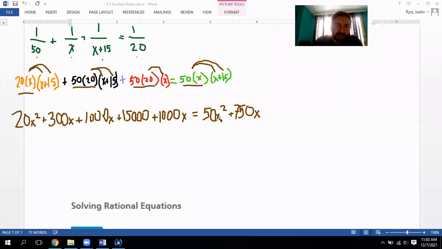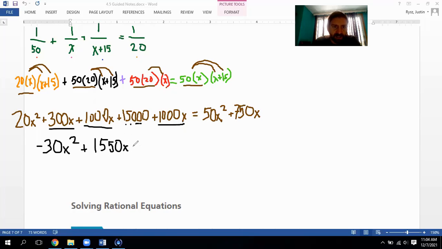So I'm going to minus this 50x squared away from the 20x squared, and that'd be negative 30x squared. And then let's see all of our x's, because I'm going to minus the 750 over. Let's see, we got 300 and 1,000 and another 1,000. So that's 2,300. If we subtract 750, that would be still positive 1,550 x. And then we have this 15,000 all by itself.